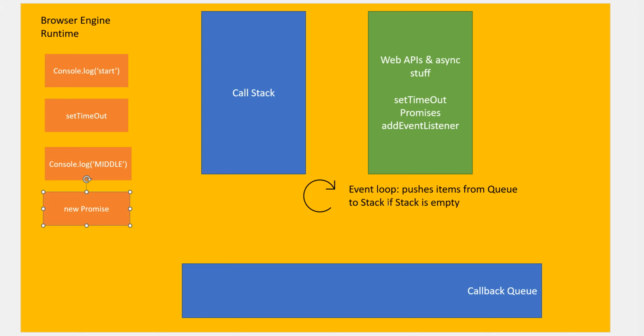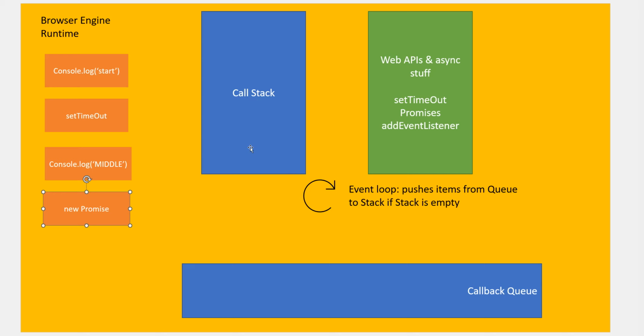Okay, let me explain this whole picture. The yellow background, that's your browser engine runtime. So in your browser engine, in its native code in C++ or C, they coded it so that there's a call stack, there's a section for web APIs, there's a callback queue, and something called the event loop that keeps running and running.